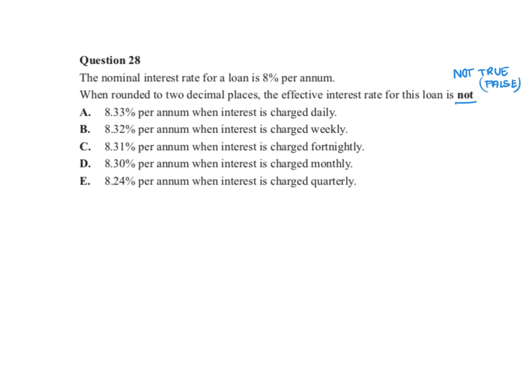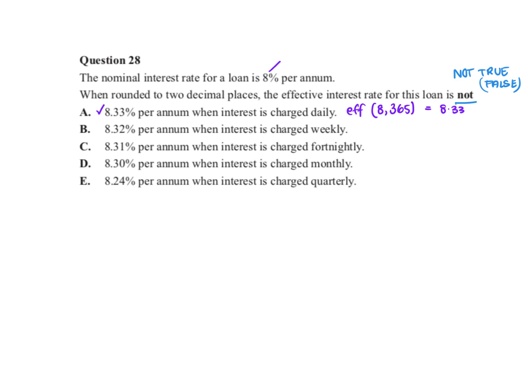All right, so what you do is we go through and we went, okay, fair enough. Okay, we've got 8.33% per annum when charged daily. So they're saying this is the nominal. So if I was finding the effective, if it was going to be daily, it would be 8 divided by 365, because that's the PPY, and you end up with 8.33. So that one's true, isn't it? That's correct. So that's not a false statement.